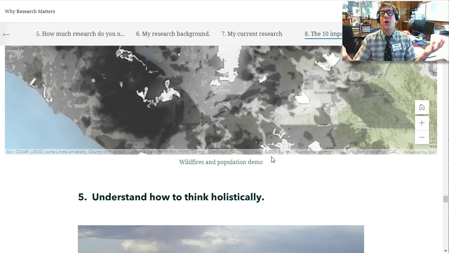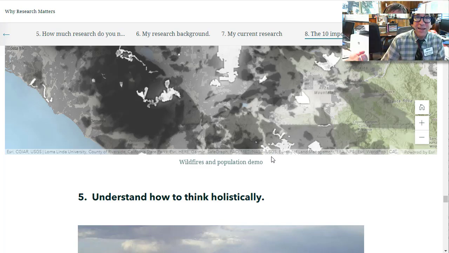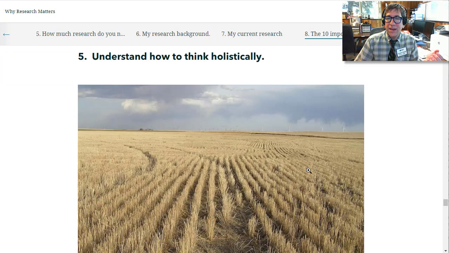What's where, why is it there, and why should we care? Why should we care about populations being in close proximity to wildfires? Well, because people's lives and property are at stake here. Fifth, understand how to think holistically.